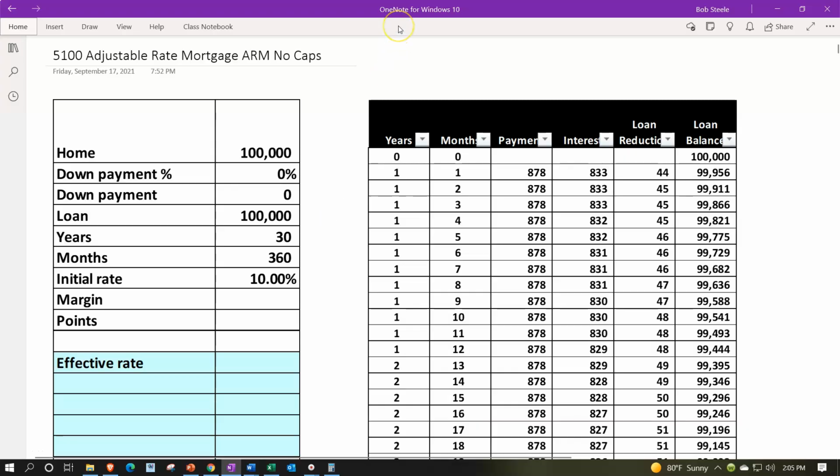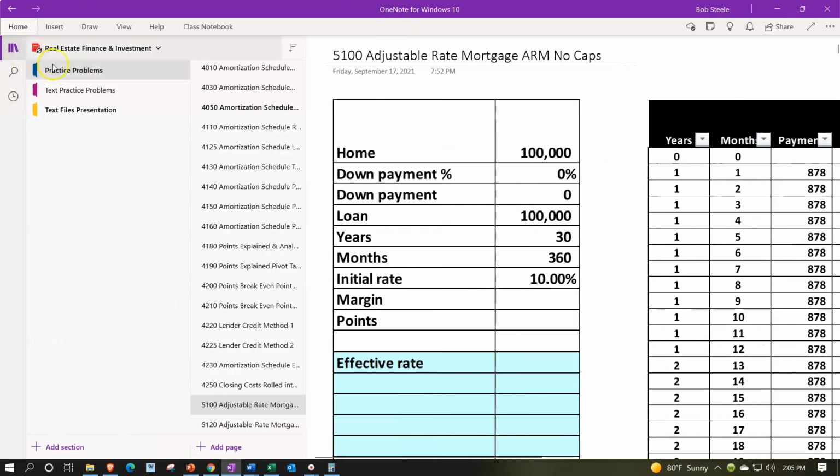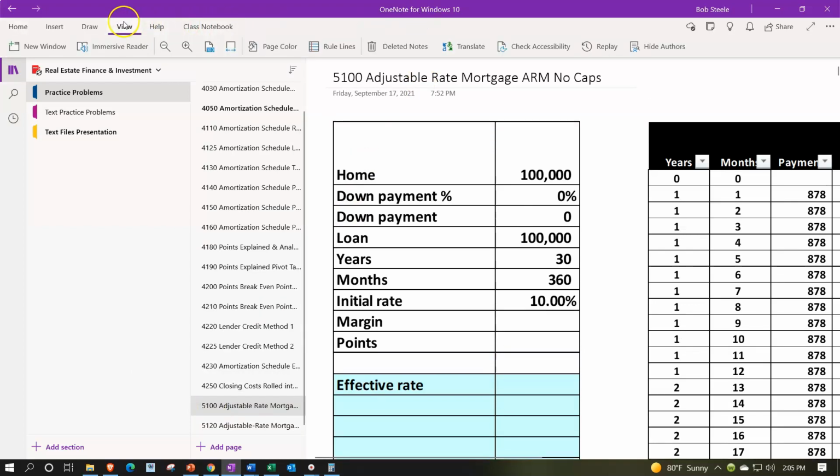Here we are in OneNote. If you have access to OneNote and would like to follow along, you're not required to, but if you would like to, we're in the icon on the left-hand side, Practice Problems tab, down in the 5100 Adjustable Rate Mortgage ARM No Caps tab. Also note, when using OneNote, take a look at the Immersive Reader tool. Our presentations will also be in the text area with the same name, same number, but with transcripts that can be translated into multiple different languages and either listened to or read in them.